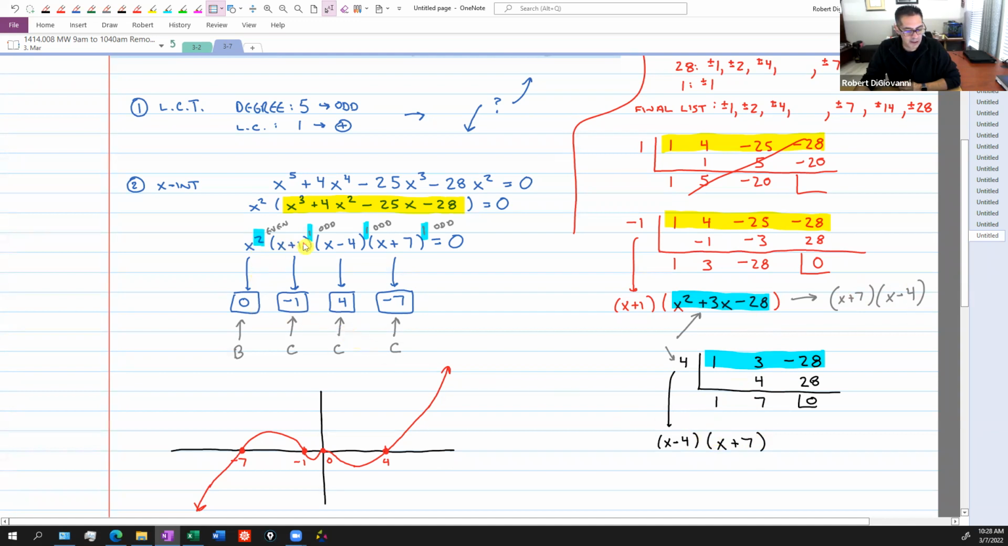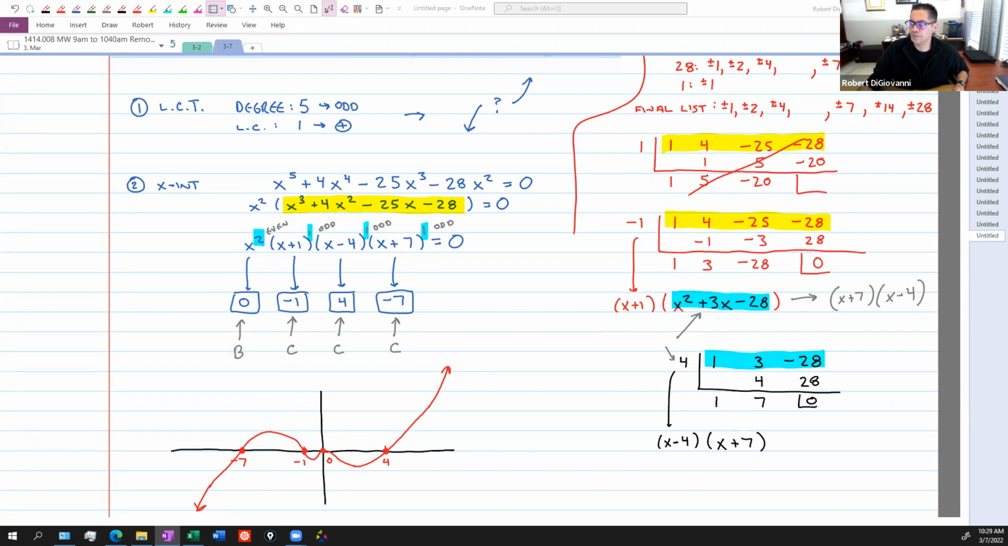Once you get all your factors lined up, you set them each equal to 0. Then you look at the powers on each factor and determine whether or not you have bouncing or crossing. The only one that's even is this first one, x squared. So that's going to be a bounce at 0. Here's what the drawing should look like. Are there any questions on it? Sure, we're good.